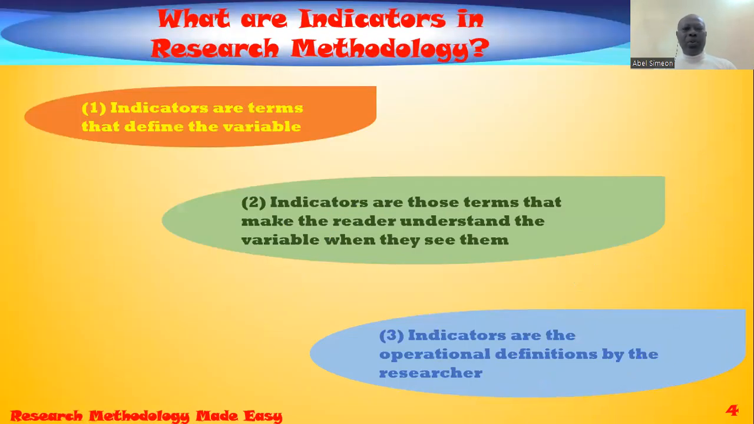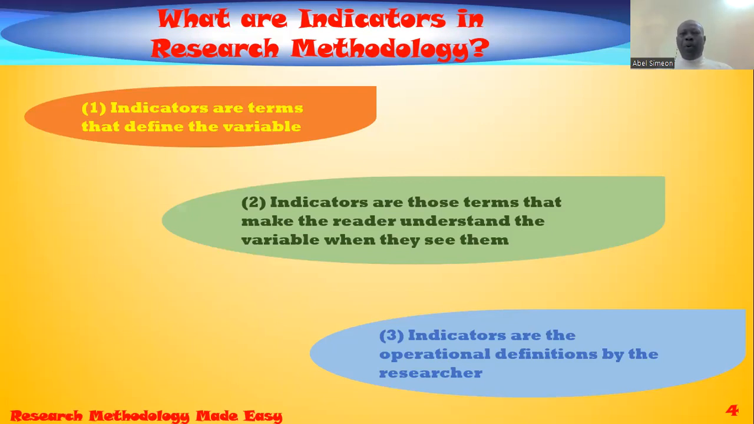Indicators, as I told you, can be looked at in 3 ways. One, indicators are terms that define the variables. Let me just go back a little. When you get your independent variable and dependent variable, you look for the definition of these variables. These are also called indicators.